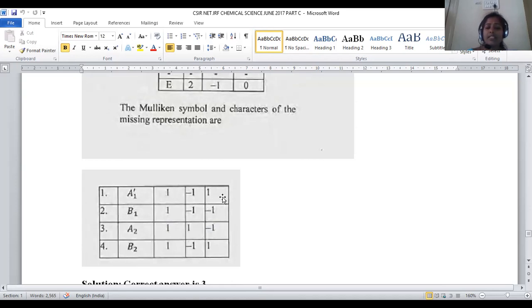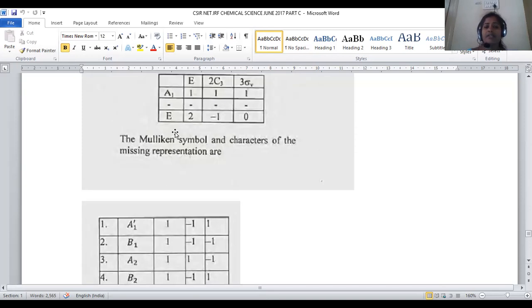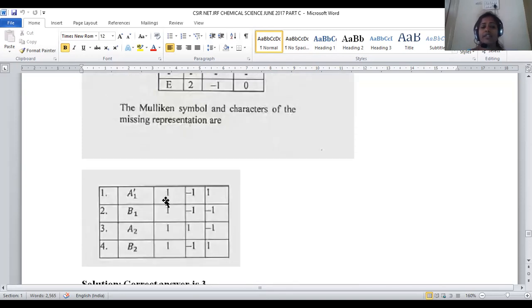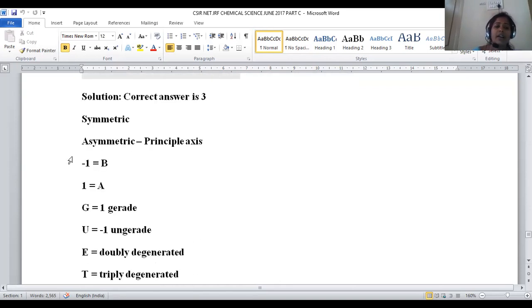A1 prime 1 -1 1, B1 1 -1 -1, A2 1 1 -1, B2 1 -1 1. So any one can fit in this, so we have to predict which is able to fit into that vacant one. So in order to get that, the axis of symmetry is considered as the principal axis. If the value is -1, that is denoted with B. If the value is 1, that is denoted with A. Okay, so -1 denotes B, 1 denotes A.